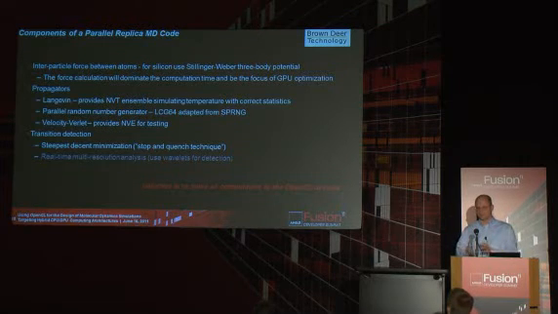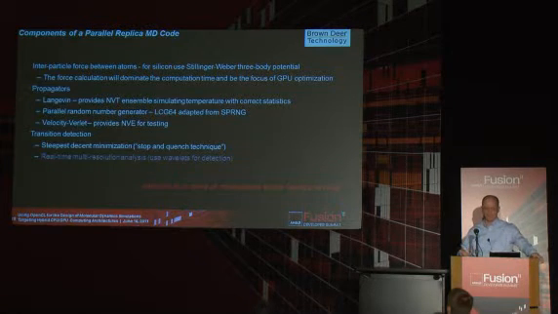These are the components that allow you to advance your system in time over the time step correctly. So we have to use a Langevin propagator for constant temperature. We, in turn, need a good parallel random number generator in order to make sure the statistics are correct. So what we've done here is we've implemented LCG64 based on the SPRNG library, which is very typically used for these types of simulations. We also needed a velocity Verlet propagator for constant energy simulation for diagnostics.